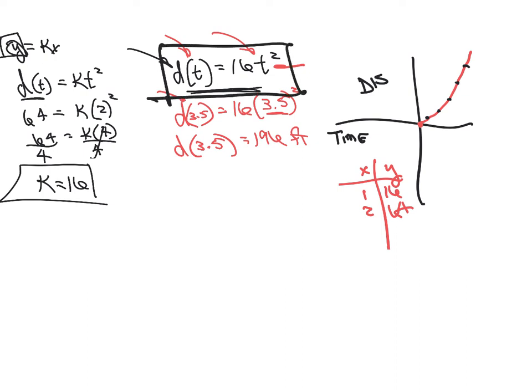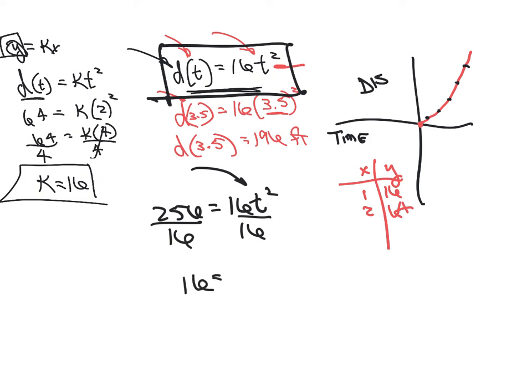Because what are we asking for? 256 feet. So the distance, 256, equals 16 t squared, because we're looking for time. So how long will it take? Divide both sides by 16. And 256 divided by 16 is 16. Okay, so this is saying what number times itself will give me 16? And that answer is 4. So if I square 4, I get 16. So I know t has to be 4, so it takes 4 seconds. So you can do it mathematically as well.